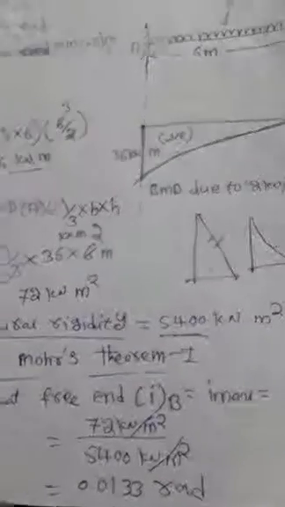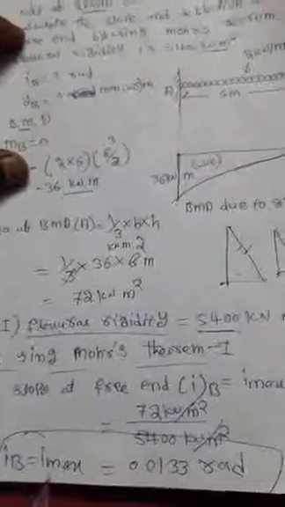So this is theta B, equal to theta maximum. This is the slope at the free end. Okay, already we got the answer. This answer is the slope at the free end. And another question is, what is the deflection at free end? Deflection is denoted by the letter y.